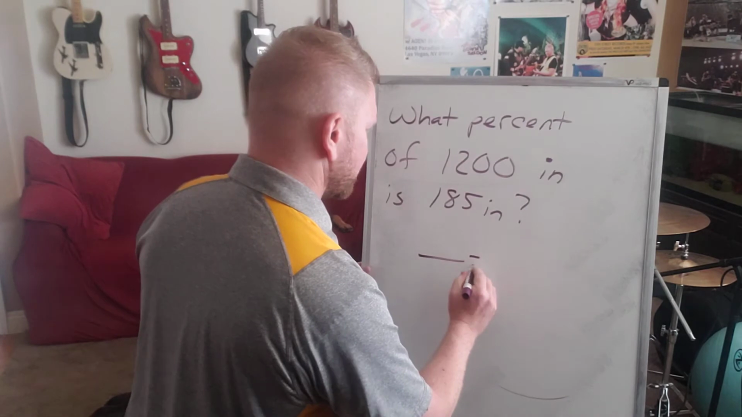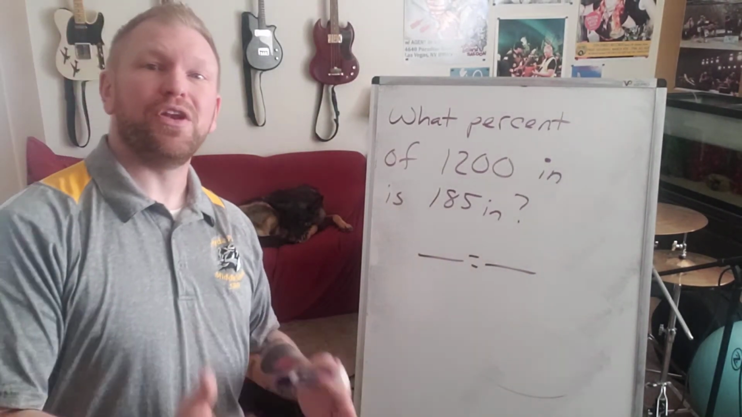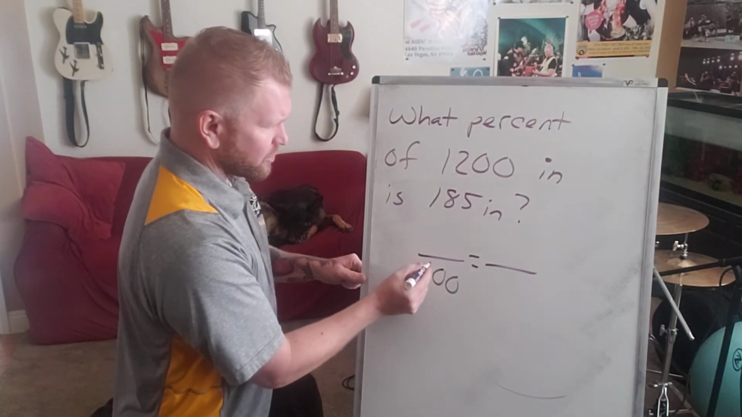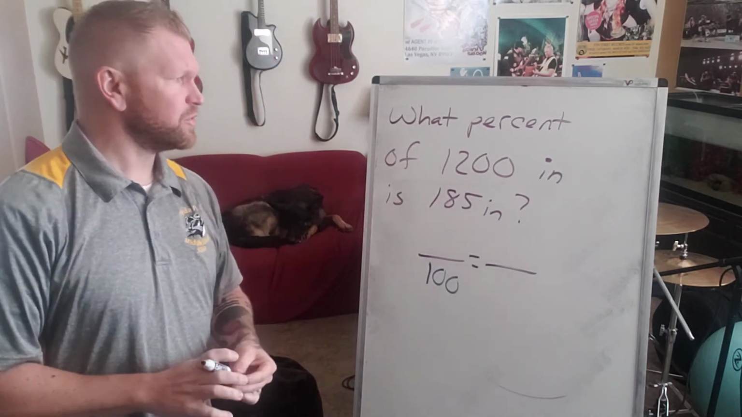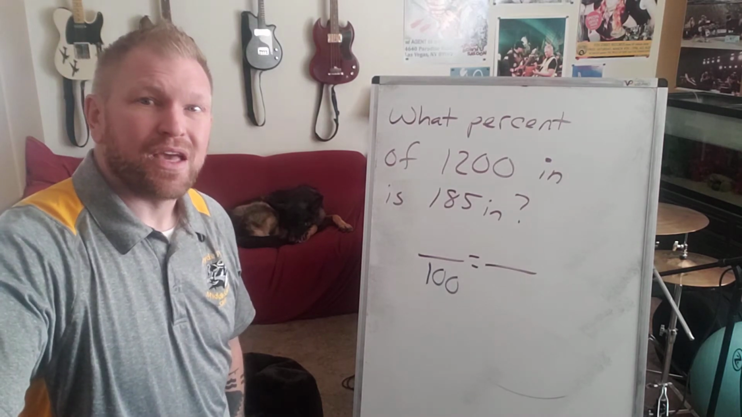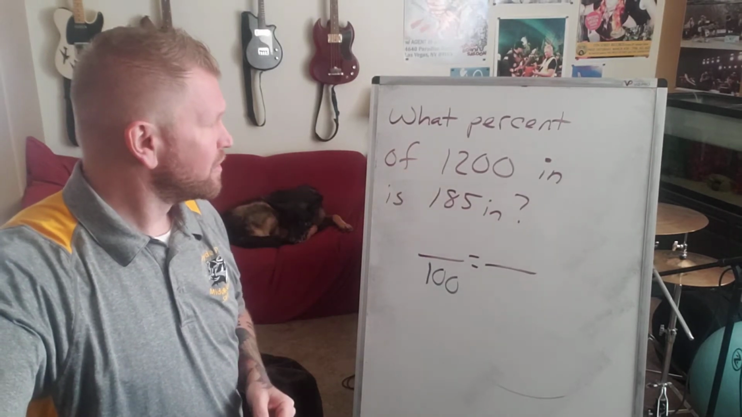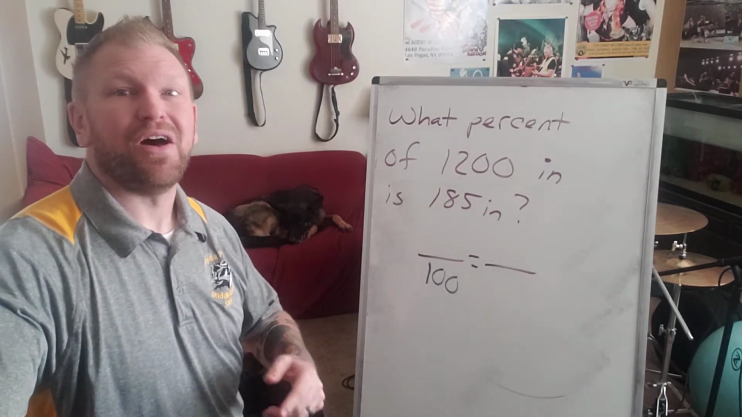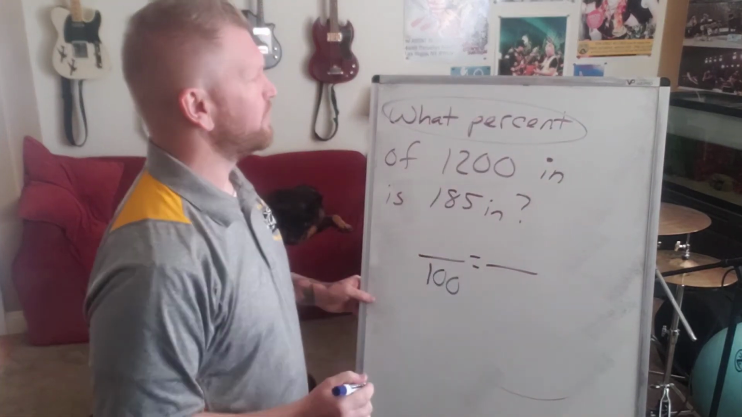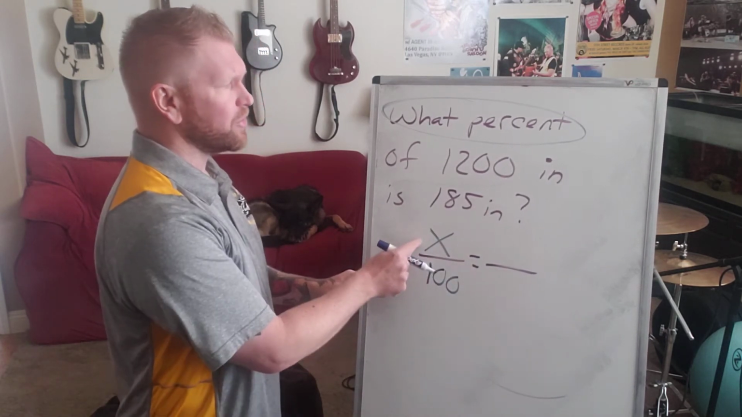So, just like all the others, something over something equals something over something. I always ask myself, do I know the percent? Because if I do, the percent goes here over 100. So in this one, which number is the percent? Is it the 1,200 or is it the 185? If you thought the percent was 1,200, it is not. If you thought it was 185, also it is not. Neither of those numbers are percents. In fact, we don't know the percent. That's what we're trying to figure out. What percent? So that means in this case, x goes there.